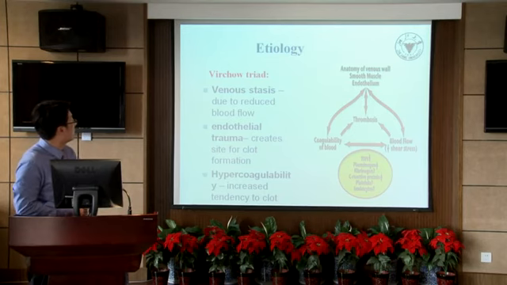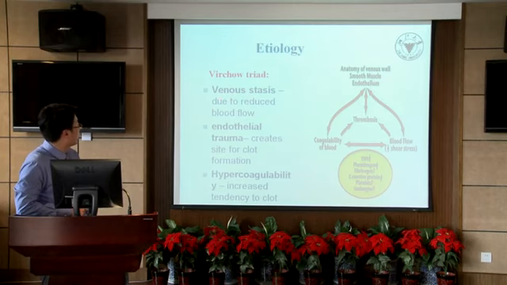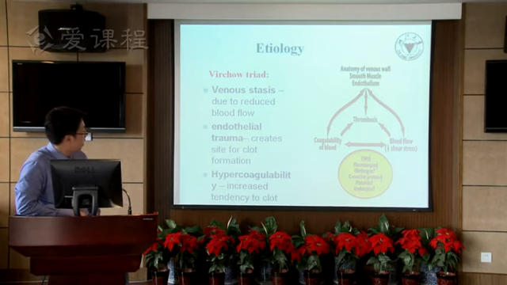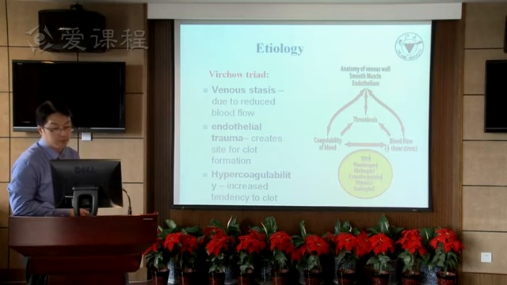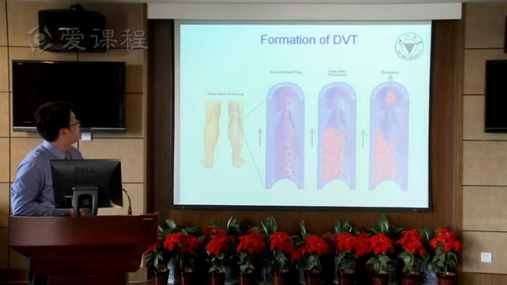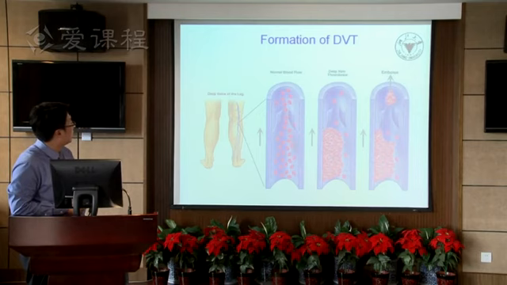Etiology, Virchow's triad, includes first venous stasis due to reduced blood flow. Endothelial trauma creates a site for clot formation. Third is hypercoagulability, an increased tendency to clot. This slide is the formation of the DVT. This is normal blood flow. This is deep vein thrombosis. This is the embolus.